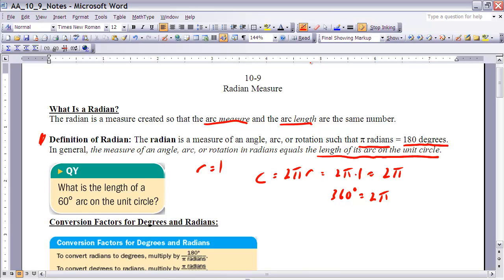So if we use that idea, let's see if you can do quiz yourself number 1. It says, what is the length of a 60-degree arc on a unit circle? Well, 60 degrees is 1/6 of the circle. So that's like saying 1/6 times 2 pi, which is equal to pi over 3. Therefore, 60 degrees is pi over 3 in terms of its arc length and its radian measure.